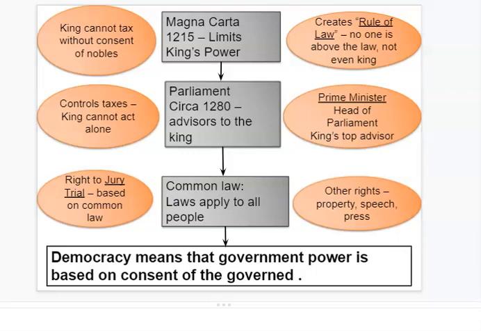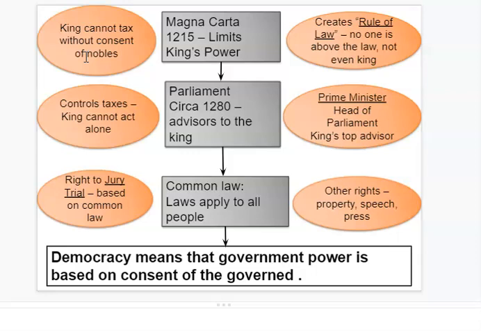This goes all the way back. Remember how we talked about Elizabeth I and those Tudor kings and queens. What we're going to see is how Parliament, remember, has the power. They cannot tax without the consent of the nobles. That comes with the Magna Carta. And remember, in England, Parliament has limited power over the king.